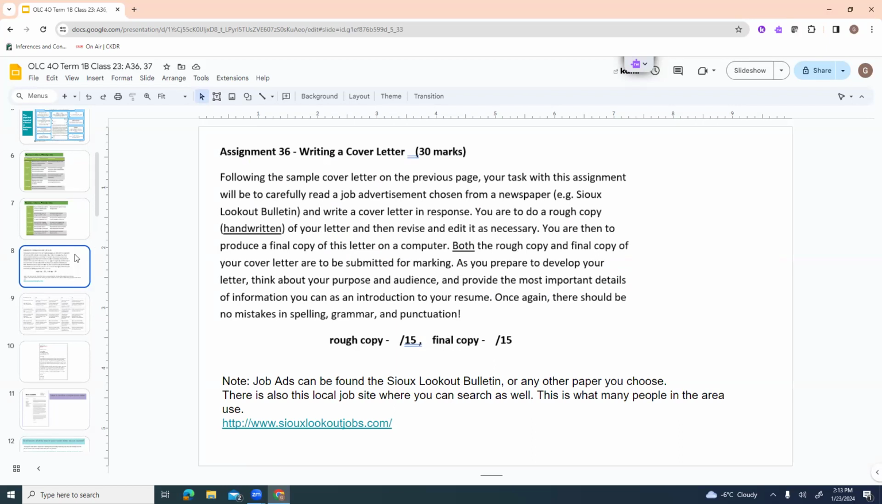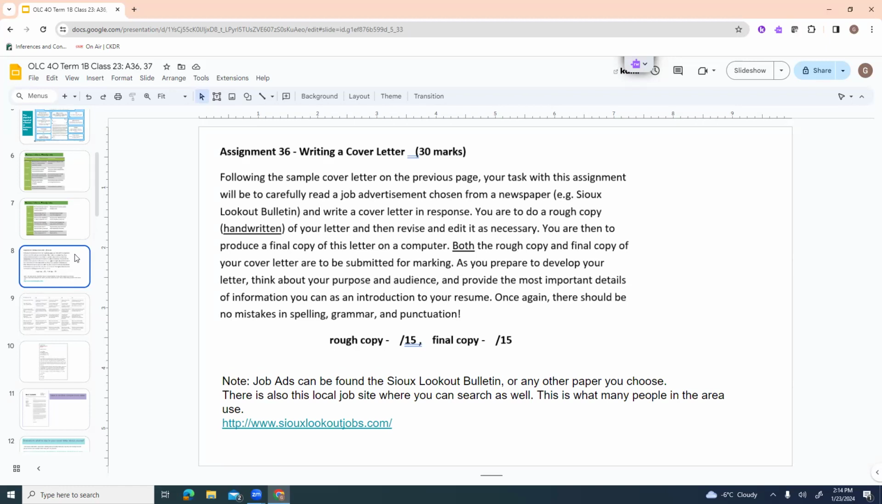So following the sample letter, which is going to come up, your task with this assignment will be to carefully read a job advertisement chosen from a newspaper. For example, the Sioux Lookout Bulletin or the Wawatay News, or maybe you get the Thunder Bay Chronicle Journal, and write a cover letter in response. You are to do a rough copy that's handwritten of your letter and then revise and edit it as necessary. You are then to make sure you do a final copy of this letter on a computer. Both the rough copy and the final copy are to be submitted to me for marking.